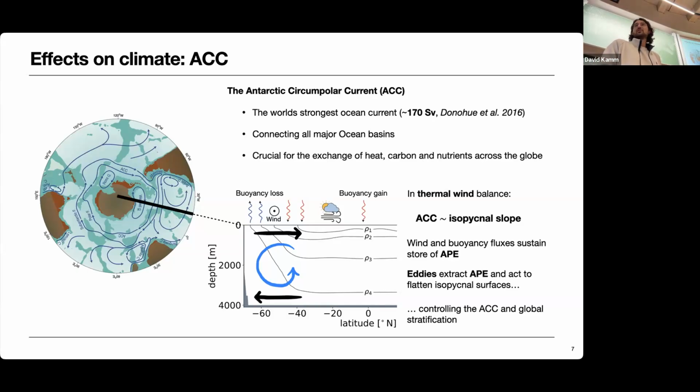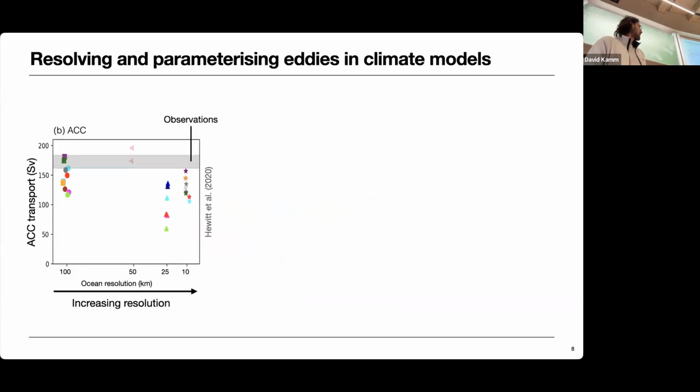Just to give you a motivation on why it really matters to represent eddies well in ocean models, and to show you how this can also go wrong, I brought you this figure by Hewitt et al. from 2020, which shows you all the models that went into the CMIP6 intercomparison project, so that went into the IPCC report.